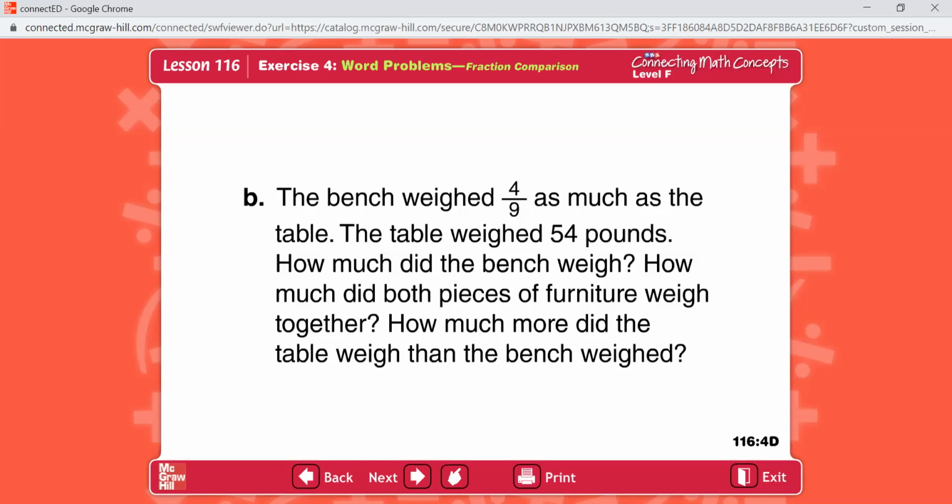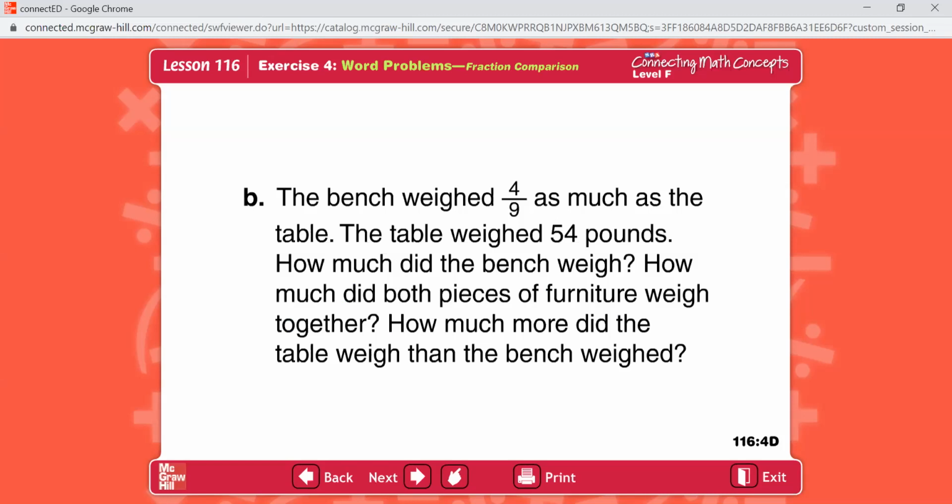Work the problem and write the answer to the first question. The letter equation you start with is B equals 4/9 T. Pause the video now to work the problem. So, how much did the bench weigh? The bench weighed 24 pounds.